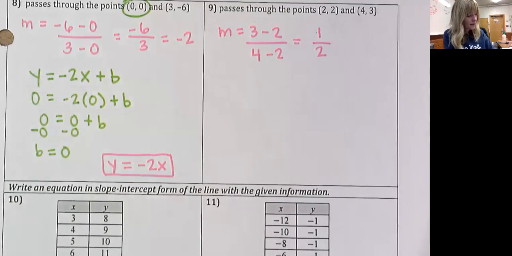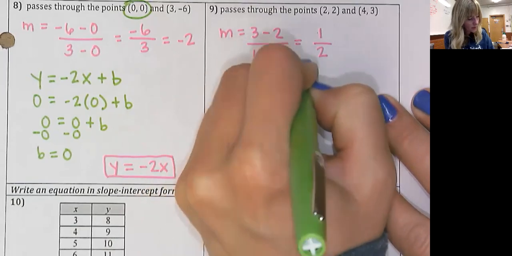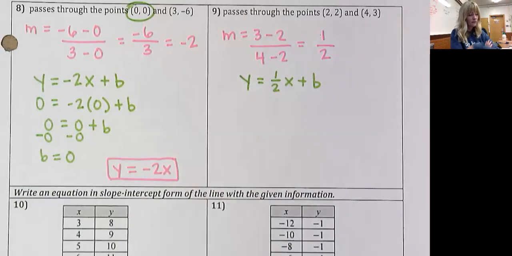Okay, I'm going to start you off on this next part. So now that means I know the slope, y equals 1/2 x plus b. Again, I'm going to give you a minute now to pick one of those ordered pairs. You can use (2, 2), or you can use (4, 3). Pick one of those two ordered pairs, plug it in, and find b.